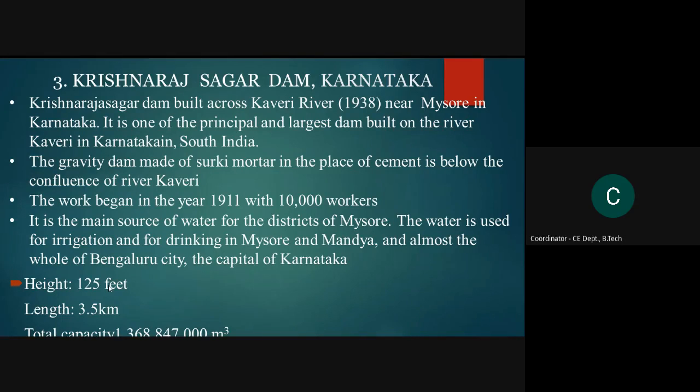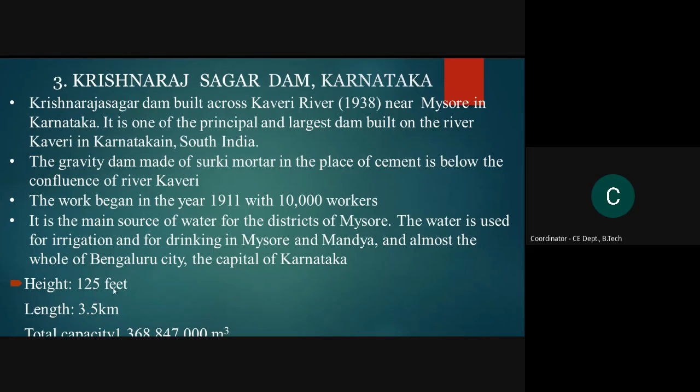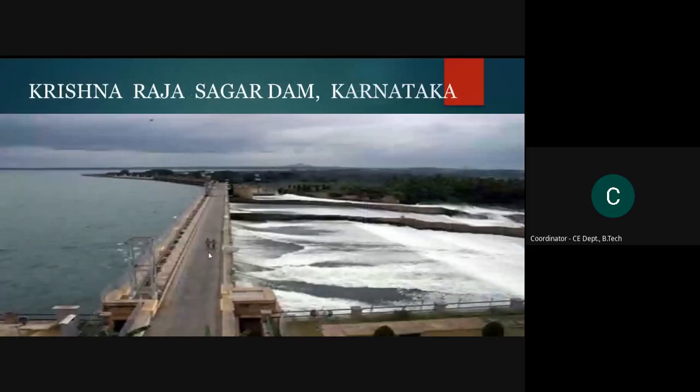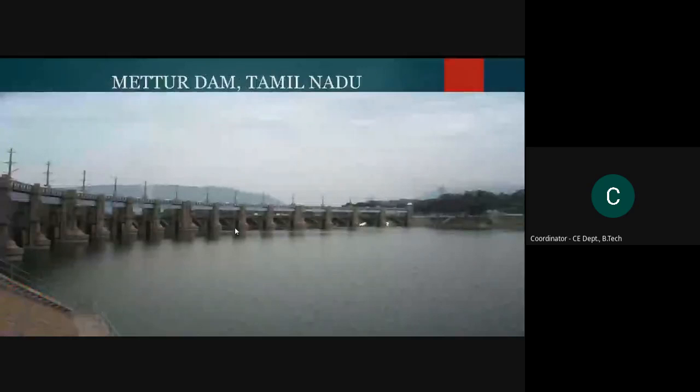Okay, so the height is 125 feet. As you may not be able to see in this picture, the total height is 125 feet. The length is, so these two persons are walking over 3.5 kilometers of length of this dam, and the total capacity is this. Okay, so this is that.